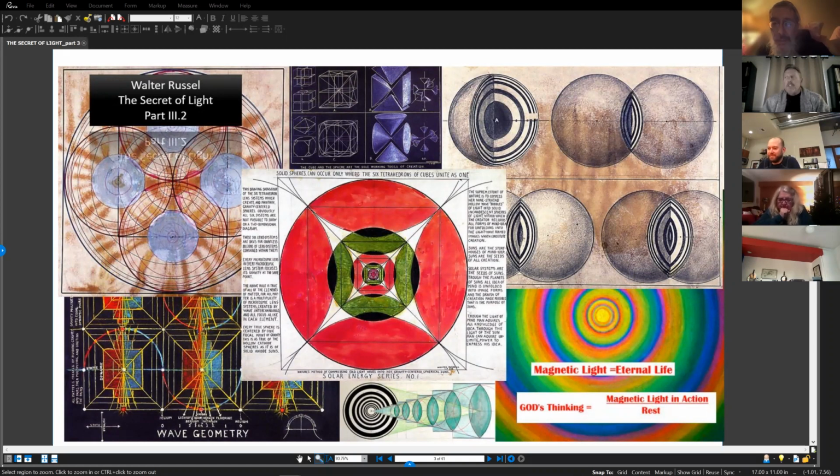We're going to discuss the Cubosphere and shapes and some other topics that Walter brought forth in this back part, which has the diagrams and is a little bit better explanation.